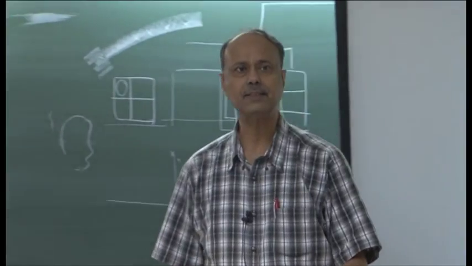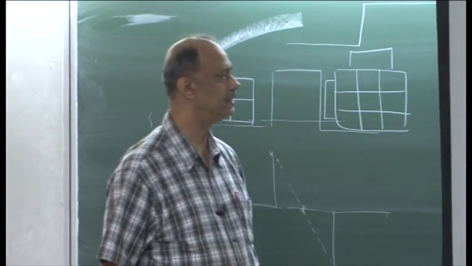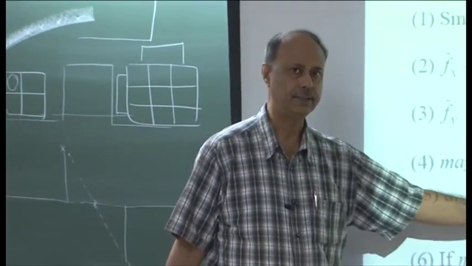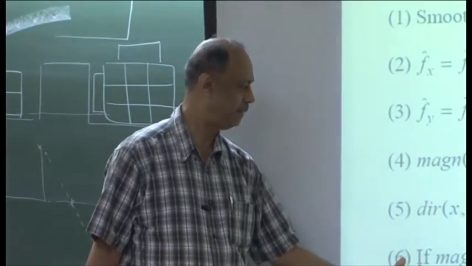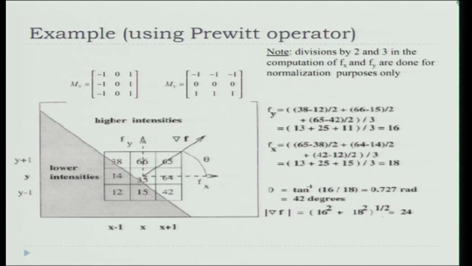That is why we have taken just the absolute value and then added it, and the direction is given by tan inverse of this. Now, if this magnitude is greater than the threshold, then you say this is an edge point, and from that edge point, using your direction, you can determine in which direction your edge is moving. So, this is an example of how to compute the gradient through the Prewitt operator.